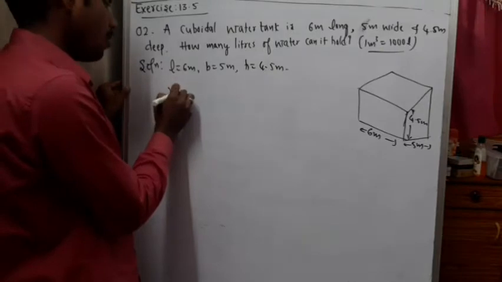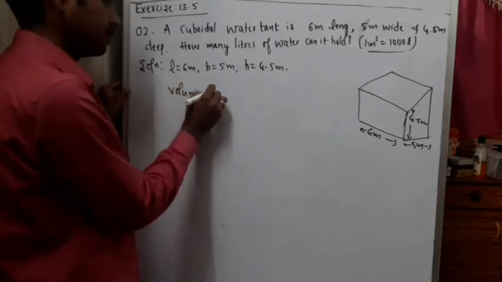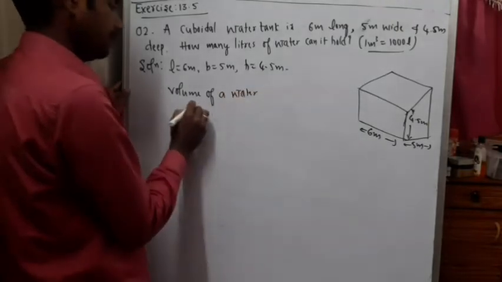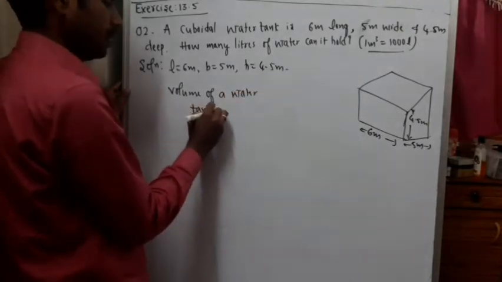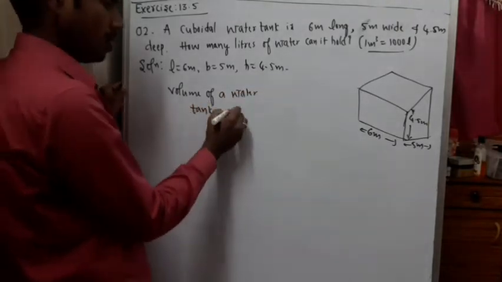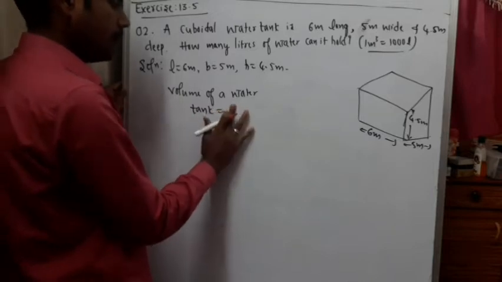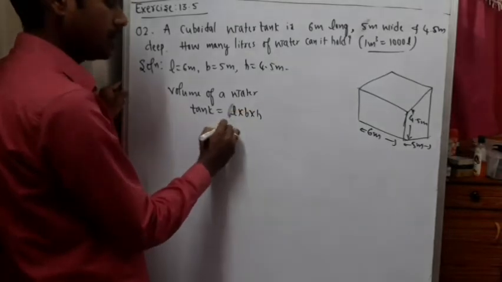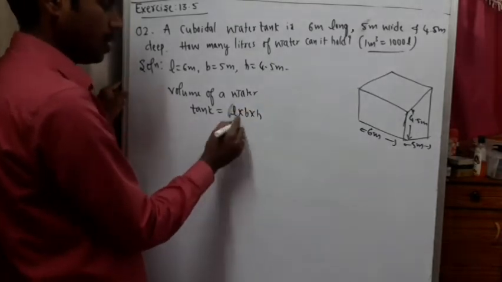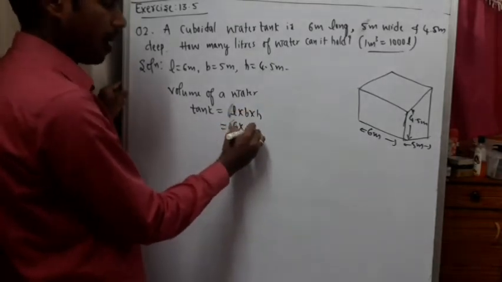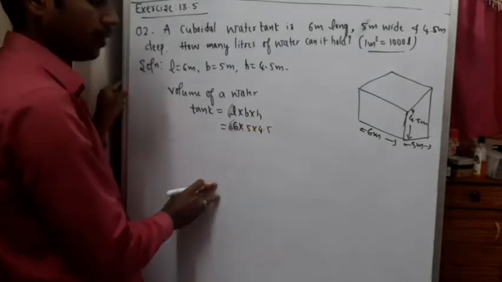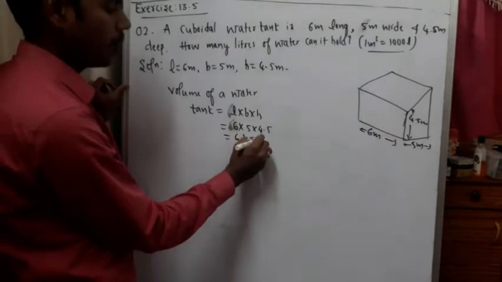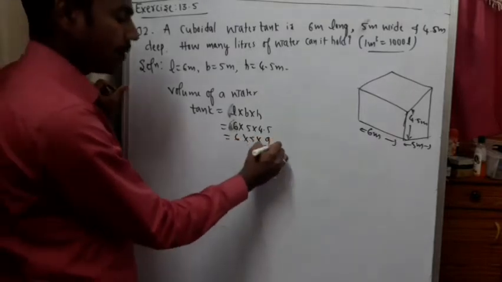Now volume of a water tank is equal to length into breadth into height. Length into breadth into height. What is length? 6 into 5 into 4.5. Okay. 6 into 5 into 4.5 can be written as 9 divided by 2.